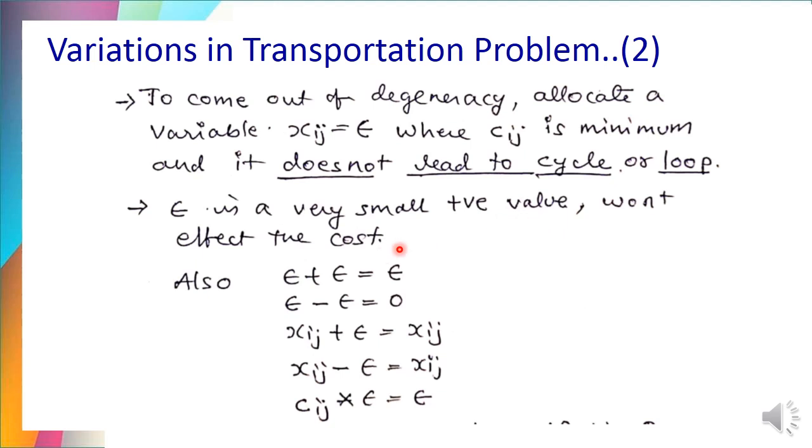The computations for epsilon are given as: epsilon plus epsilon is equal to epsilon itself. Epsilon minus epsilon is 0. Any large value, say some xij, added to epsilon gives xij itself. If epsilon is subtracted, xij minus epsilon gives xij itself, and if multiplied, Cij into epsilon gives epsilon itself. This is how the computations for epsilon are defined, considering it as a very, very small positive value.